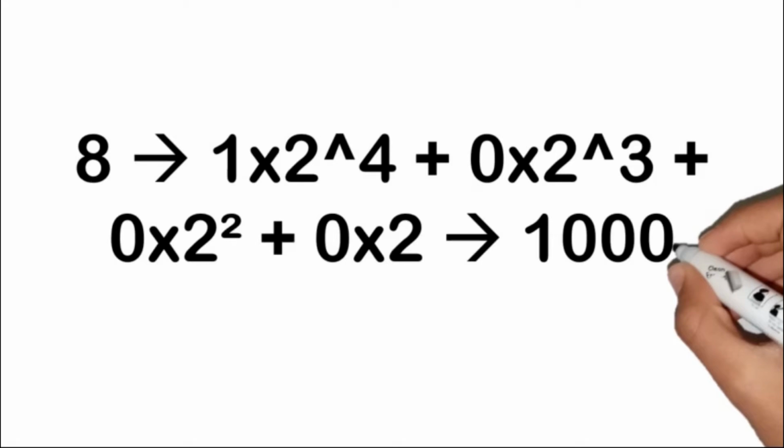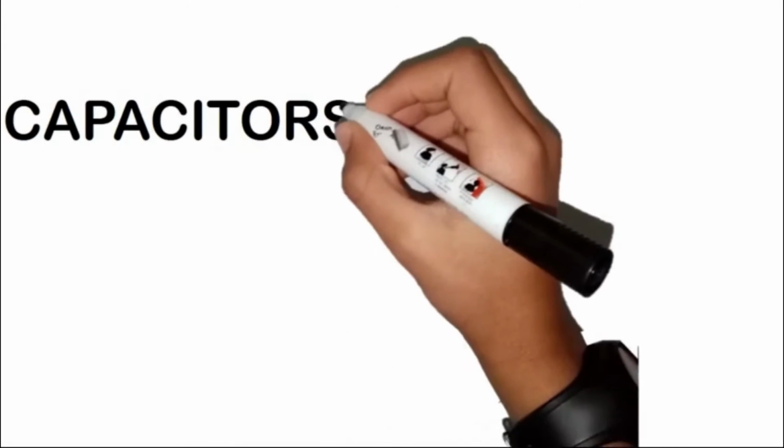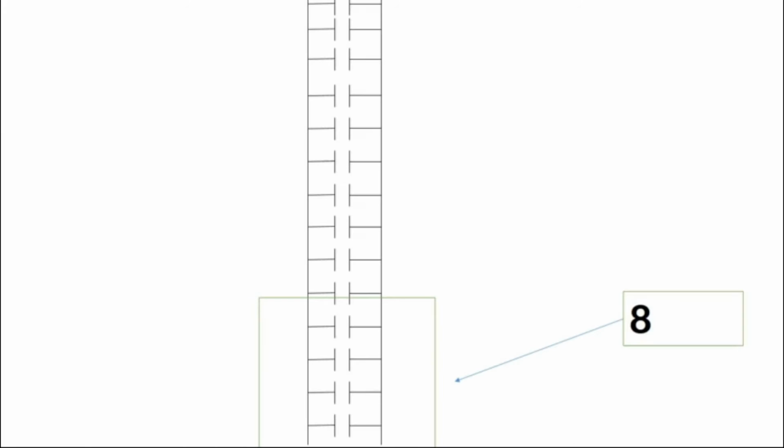But how? If we zoomed in the RAM, we will find a lot of electrical components called capacitors, which have two states: charged and discharged. Since 1000 is a 4-digit information, the microprocessor reserves 4 capacitors for it.